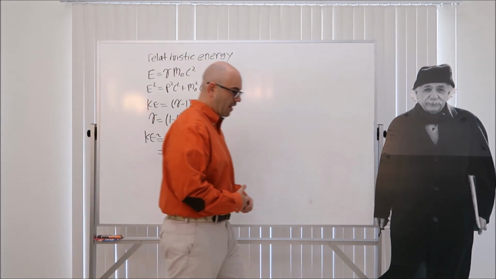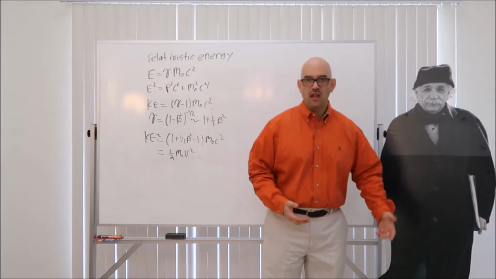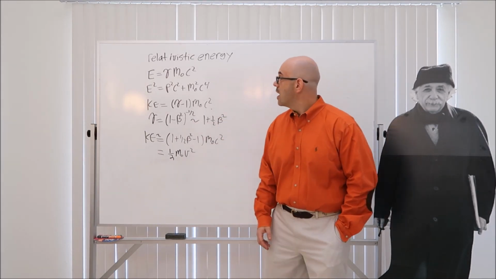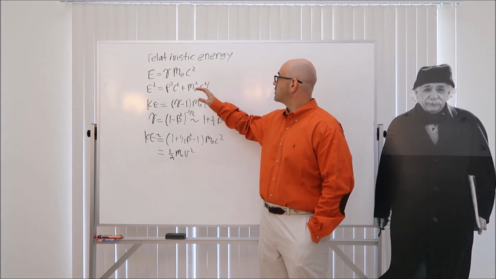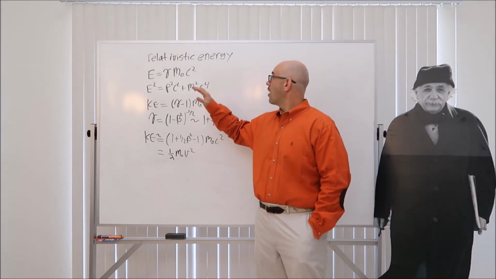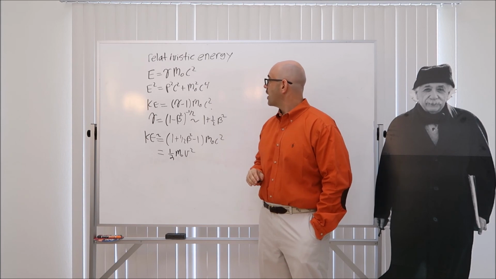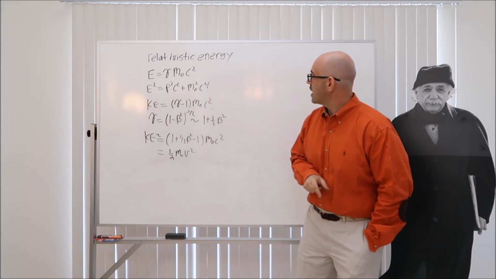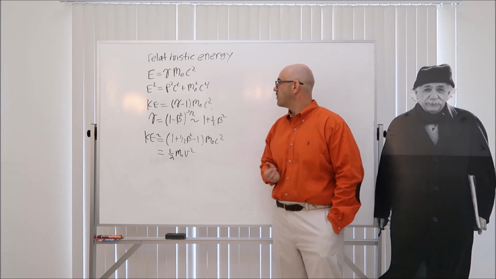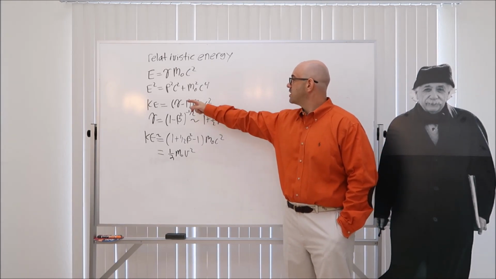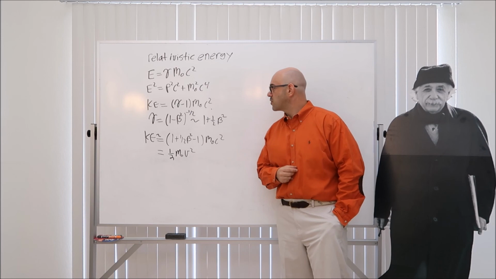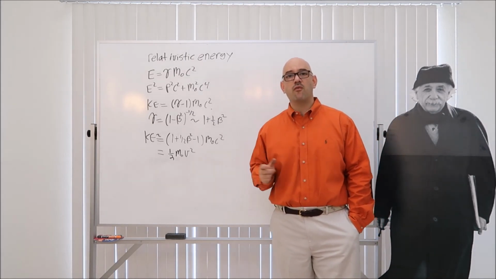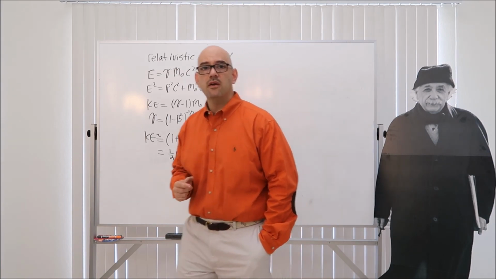Relativistic energy is something I really need to come back and give a full lecture on, which maybe I'll do. But the equations for relativistic energy are E equals gamma m naught c squared, and E squared equals p squared c squared plus m naught squared c to the fourth. So this is relativistic energy. Kinetic energy is gamma minus 1 times m naught c squared. And gamma, if you remember, is 1 over the square root of 1 minus v squared over c squared.